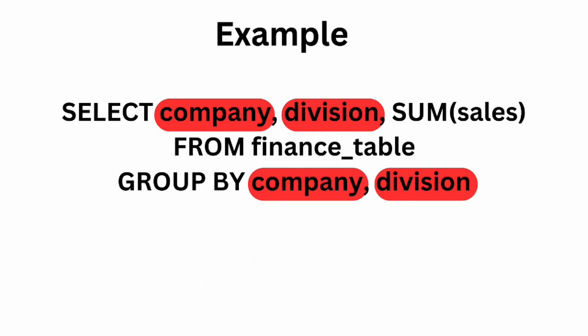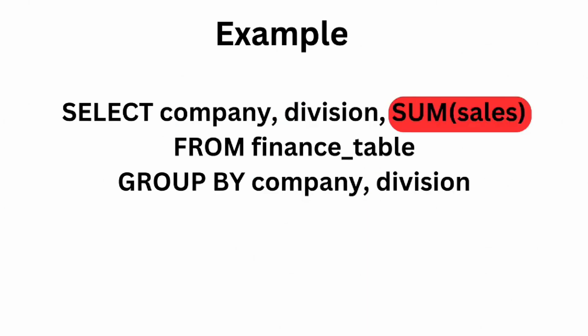So again, here I'm selecting company and division. Since they don't have an aggregate function, they must appear in the group by clause. Notice again, the sales doesn't appear in the group by statement, which means it must have an aggregate function associated with it. So essentially what this is returning is the total sum of sales per division per company.